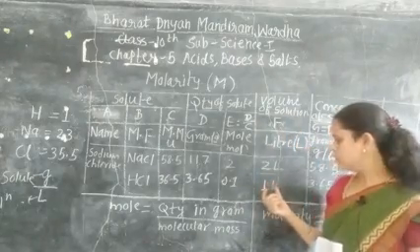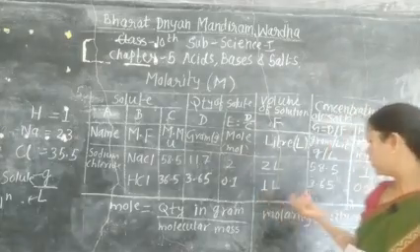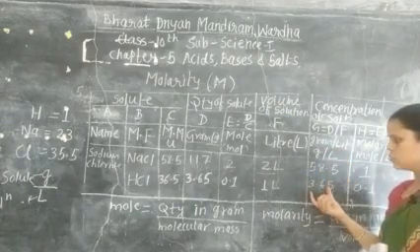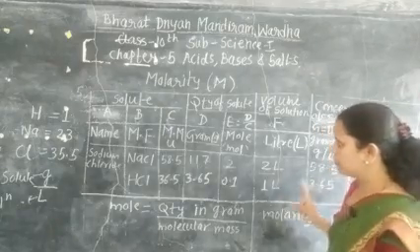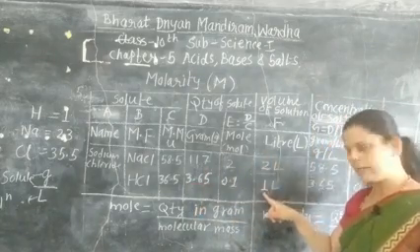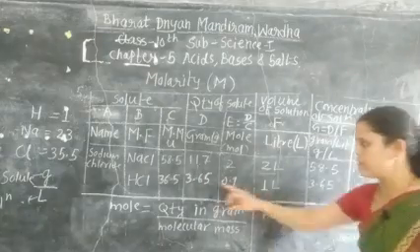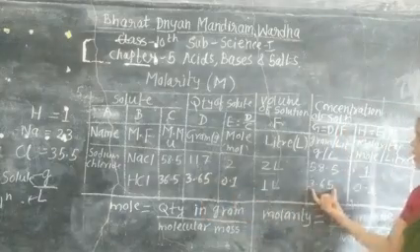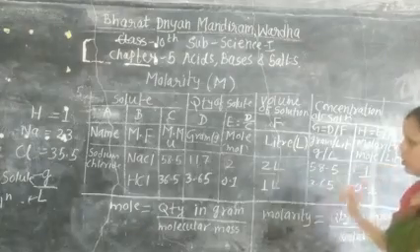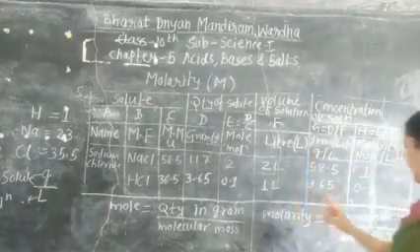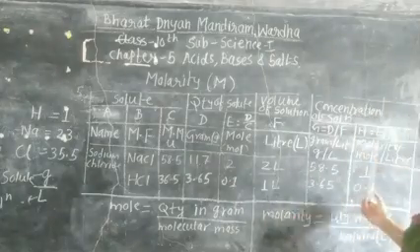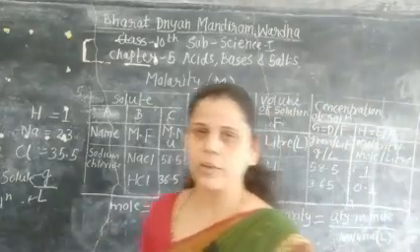Then the volume of solution is given, 1 liter. Find the value of gram per liter. The value in gram is 3.65 divided by 1 liter, so 3.65. Then finally the value of molarity: the value of mole is 0.1 divided by 1 liter, so 0.1 upon 1 is 0.1. In this way you can calculate the value of molarity.